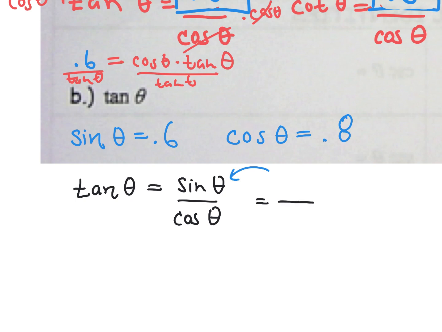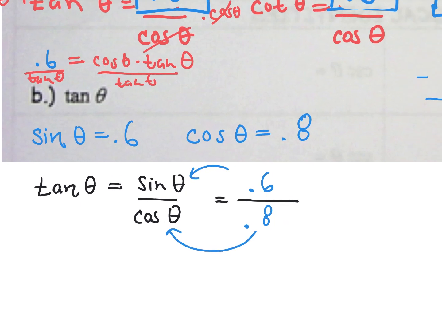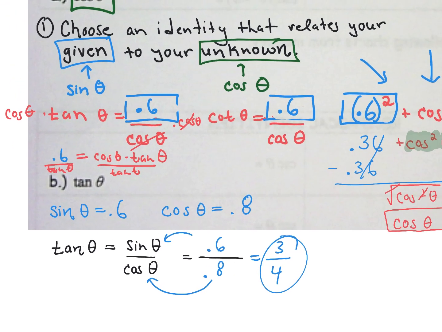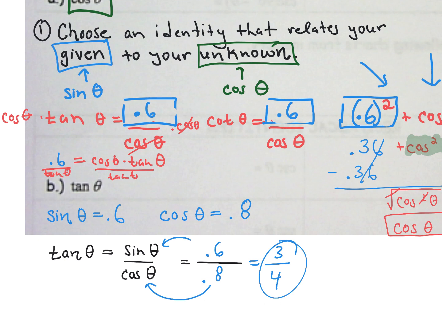So I'm going to fill in what I know and solve for what I don't. The sine of theta is 0.6, and the cosine of theta, that's just right here, that's 0.8. 0.6 over 0.8, that's like 6 over 8. 6 over 8, 3/4. Is that what you're going to say, Royce? Yeah, nice job. So the tangent of theta in this problem is 3/4. Questions about that?